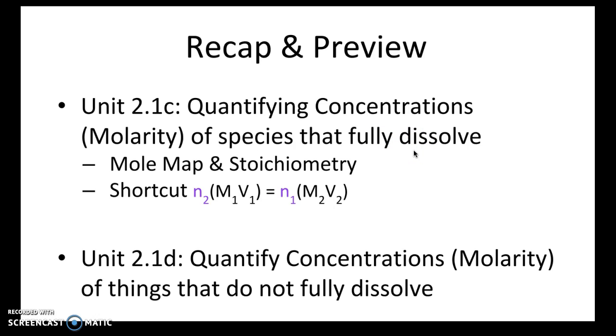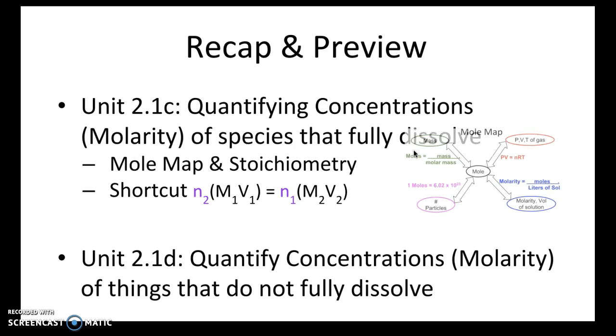The techniques that we used were mole map and stoichiometry, which you can use to quantify the concentrations of your solutions. And we also learned a shortcut, M1V1 equals M2V2, which you can use when you are diluting something. So you're making a solution more dilute, or you're making a solution more concentrated as well. And so I would annotate that here: this is used for dilutions or making solutions more concentrated.